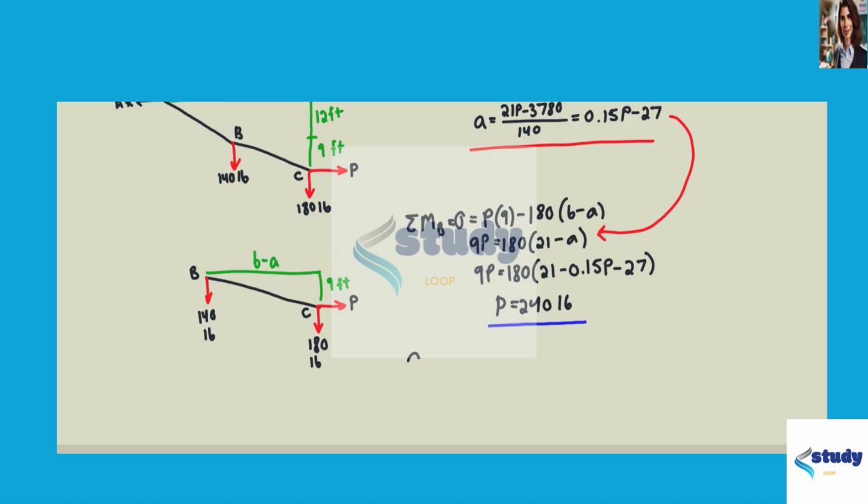Now we can fully solve for a, because we know a is 0.15P minus 27. So a will equal 9 feet. And this is the final solution for part B of this problem 103.